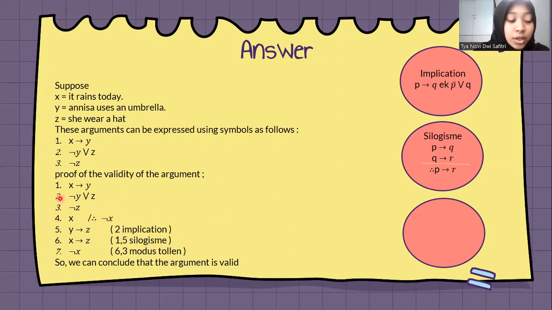And next, we use statement number 5 and statement number 3 by modus tollens, and we get the conclusion negation of X. So this is the formula of modus tollens: P implies Q and negation of Q, so we have the conclusion negation of P. I'm sorry. So we can conclude that the argument is valid.